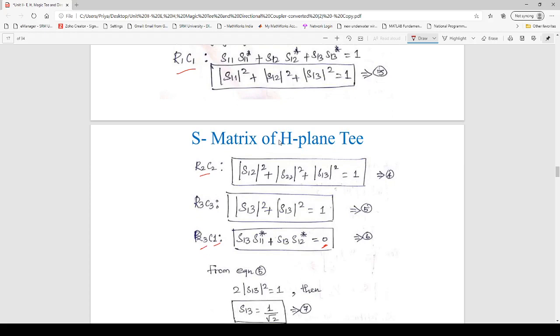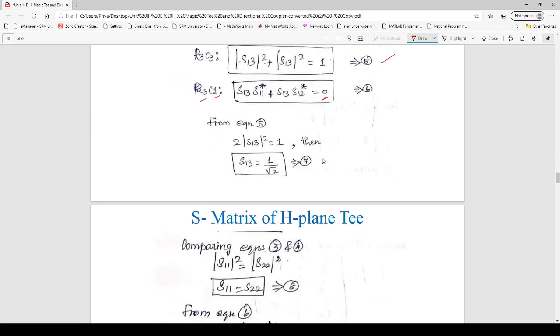Okay, so equation number 5, from this I can write what is S13. So it is 2 S13 square equal to 1, so S13 is equal to 1 by root 2, right? From this I can calculate S13, and from equations 3 and 4, if I equate these, I can eliminate S12 and S13, so I can say S11 is equal to S22, right?